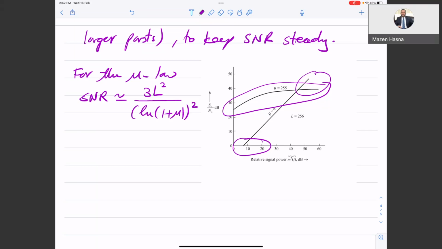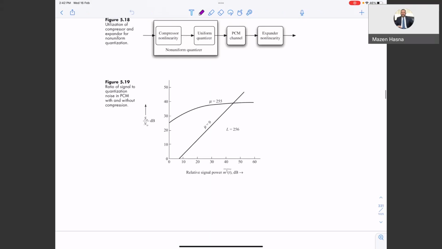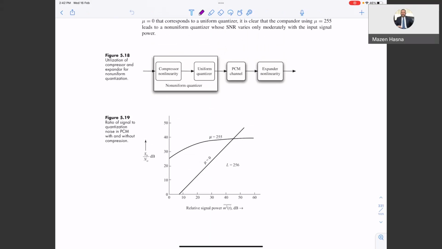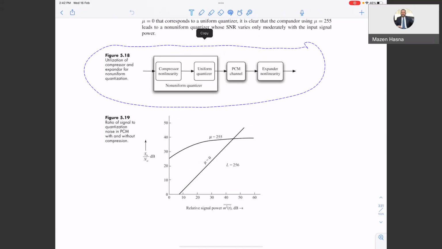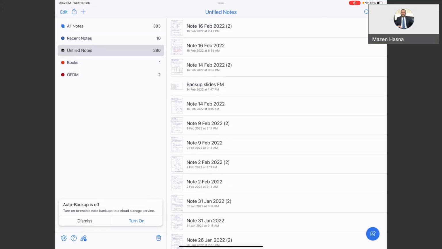So the system model that you are asking about, this is what we use in systems.